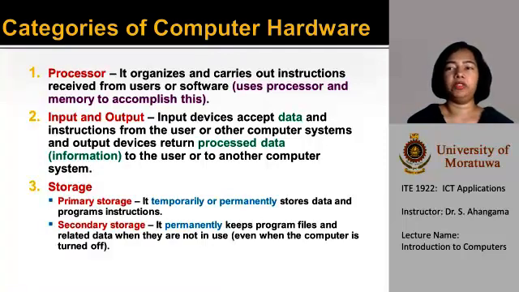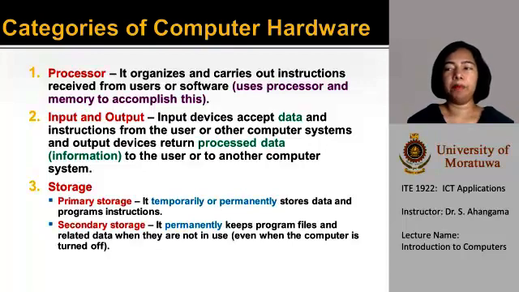Then output devices. They translate and display the result of the data processing. For example, we can consider monitor and printer as output devices. Then we can move on to storage devices. Basically, we can categorize them as primary storage devices and secondary storage devices.